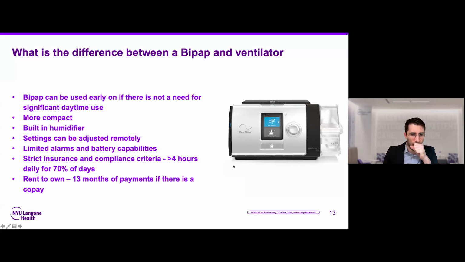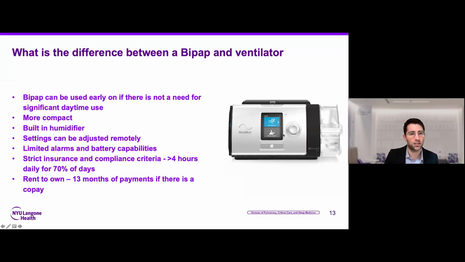BiPAP devices are often what we prescribe in patients who do not yet need continuous ventilation assistance throughout the day, but may need it primarily for nocturnal nighttime use when they're sleeping, or maybe for short periods during the day. Once they're needing it on a more continuous basis during large parts of the day, then we talk about switching to a home ventilator, which I'll show you on the next slide. But the benefits of a BiPAP device are several.